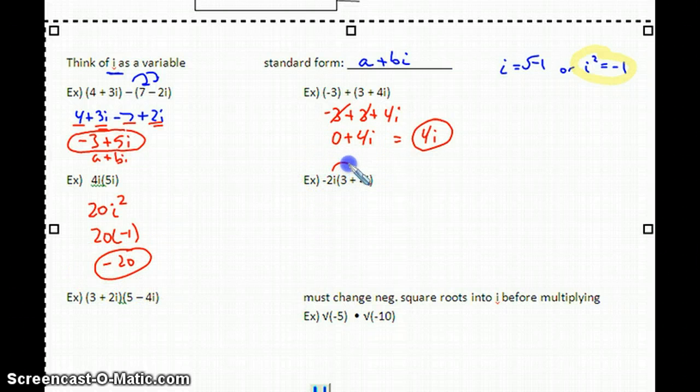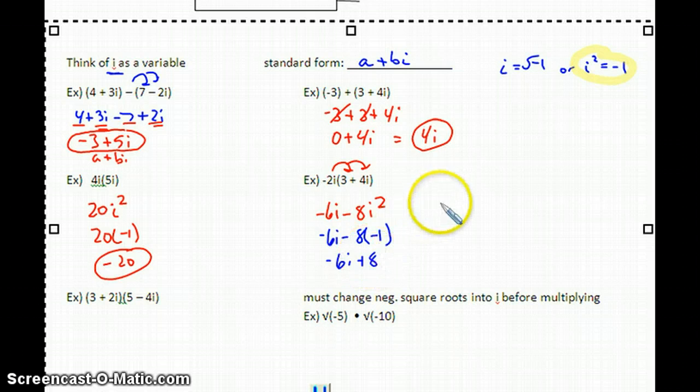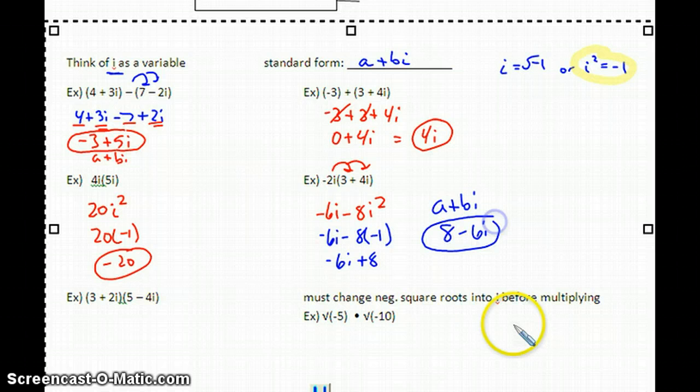Multiplying an imaginary number by a complex number, we'd use the distributive property. So negative 6i minus 8i squared. Again, remember that anytime you see an i squared, it is the same as a negative 1. So this really becomes negative 6i plus 8. And again, we want to keep our answers in a plus bi form. So we would just manipulate this a little bit by moving the 8 over to the front, and we would give our answer written that way as 8 minus 6i.